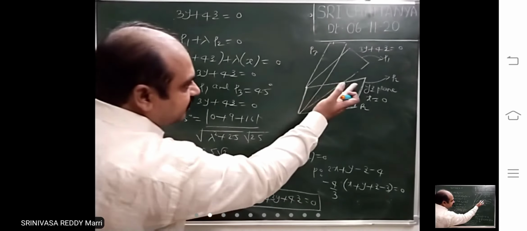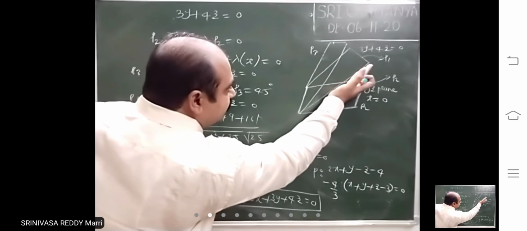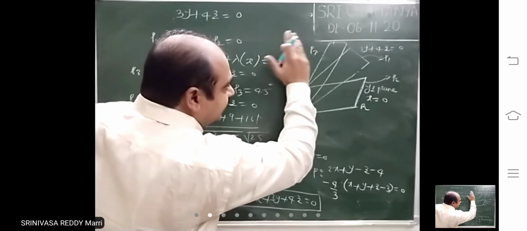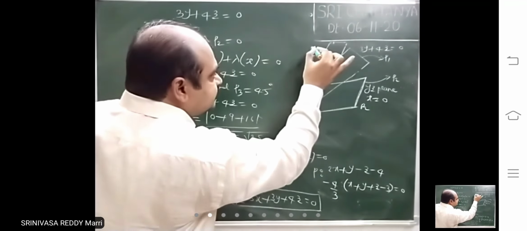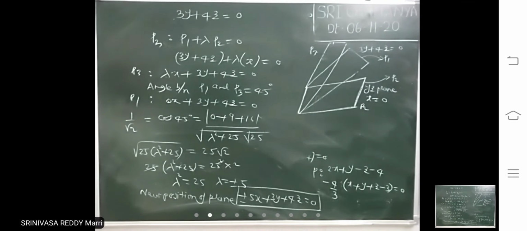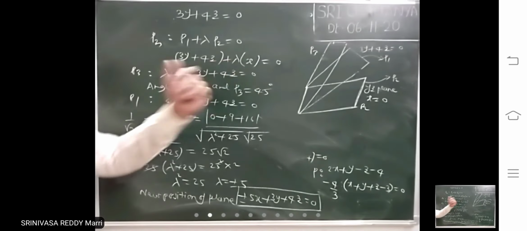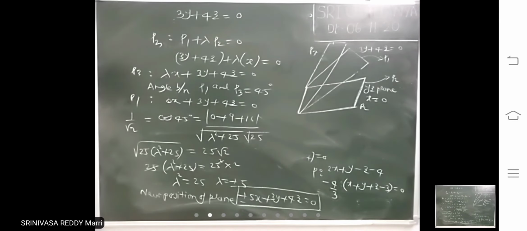Suppose in some problems he will ask that the plane is rotated such that in the new position this P3 is perpendicular to P1. Then what do you have to write? P3 is perpendicular to P1 means for these two, you write A1 A2 plus B1 B2 plus C1 C2 equal to 0. That's all. Here the angle given is 90 degrees, which means we write the perpendicularity condition.